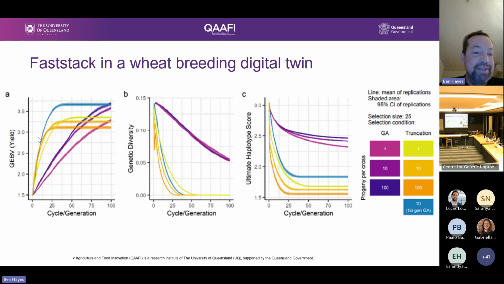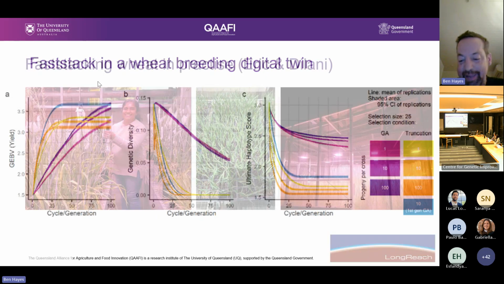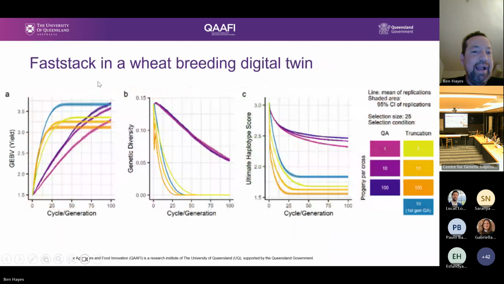What you can see is truncation selection actually does very well initially, but runs out of genetic diversity, so plateaus. Whereas the optimal haplotype selection, after a large number of generations, actually exceeds the genetic gain that you're making with truncation selection. But it does take a large number of generations to get there. And I'll come back to that.